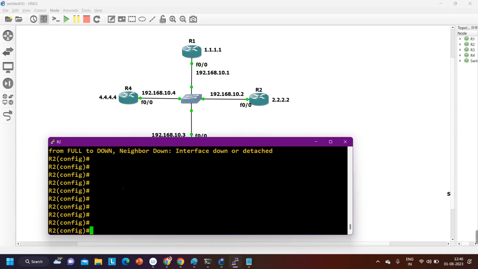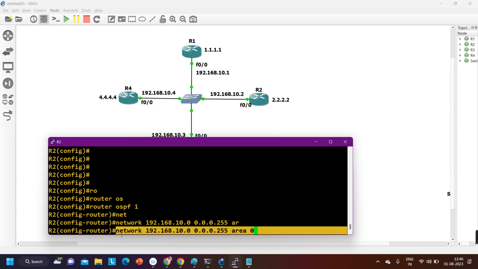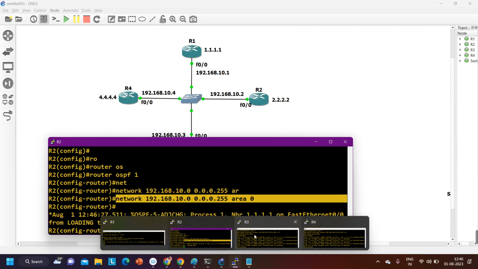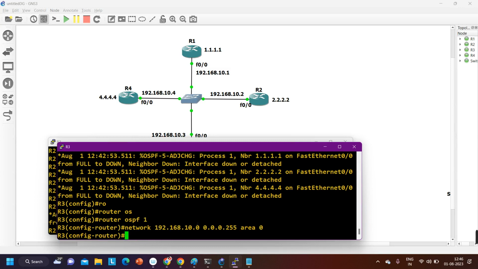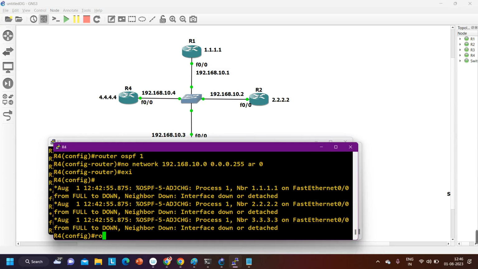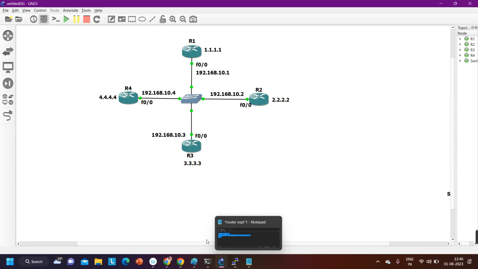On router number 2 also, I'm going to say router OSPF 1 and network 192.168.10.0 0.0.0.255 area 0. Let me copy the command so that I can paste it on the other routers as well. On router number 3, router OSPF 1, and paste. On router number 4, router OSPF 1, and paste the command. Done. Now router 4 is going to become BDR, not DR, because the DR election already happened in this topology.